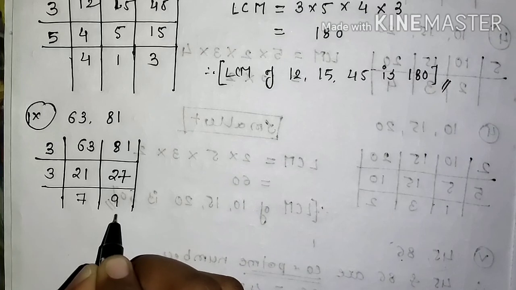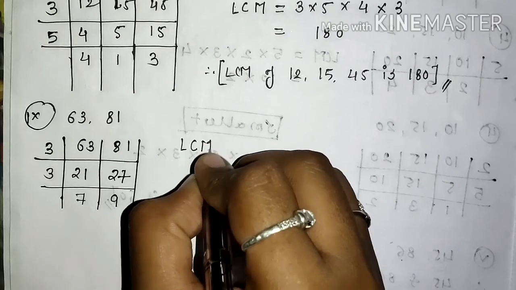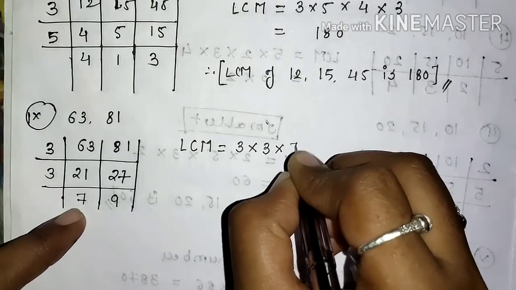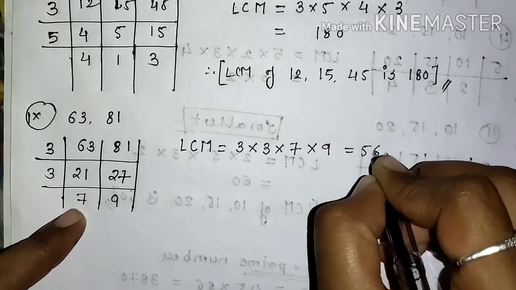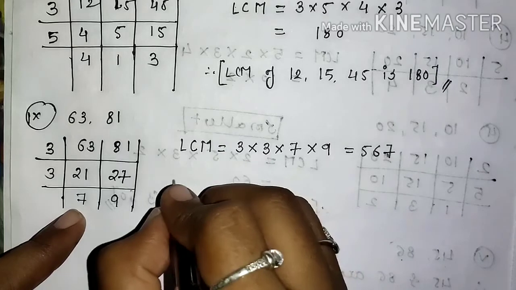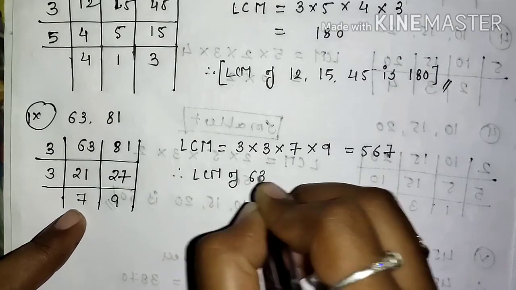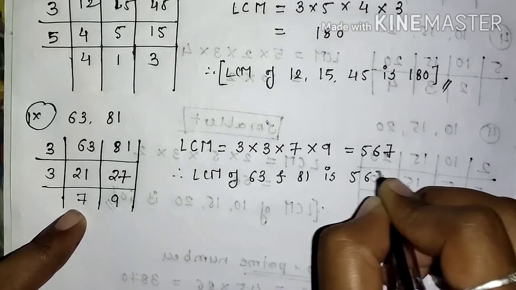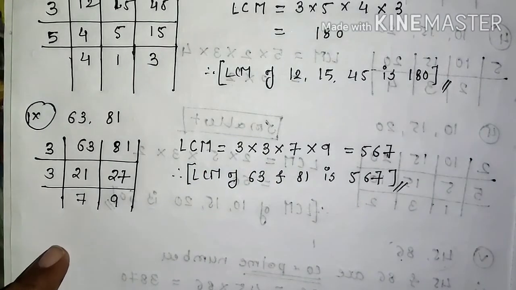Next, 7 and 9 cannot divide by the same prime number. So we have to stop the process. So the LCM we get is 3 multiplied by 3 multiplied by 7 multiplied by 9, which is equal to 567. So the LCM of 63 and 81 is 567. This is the final answer.